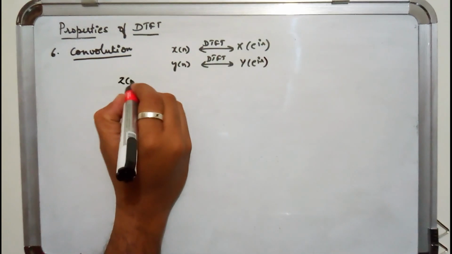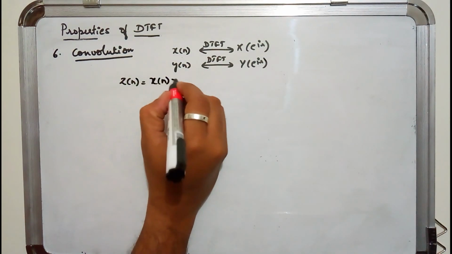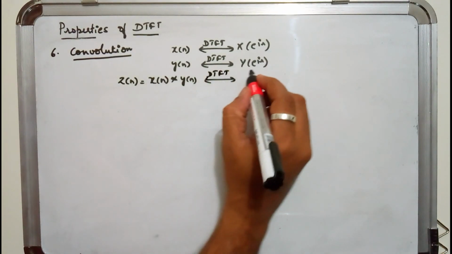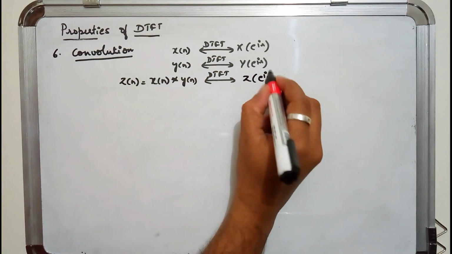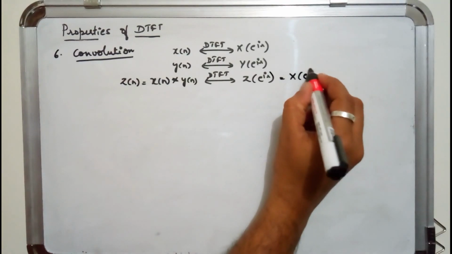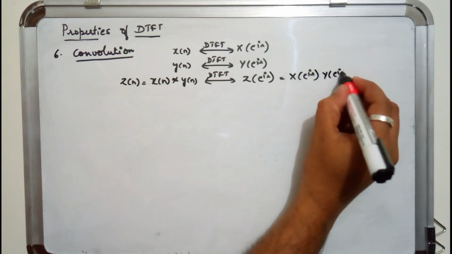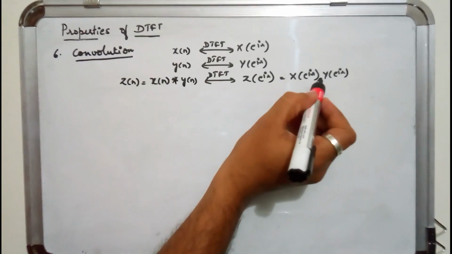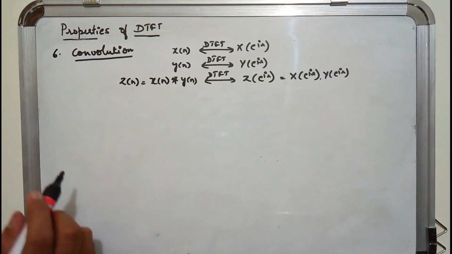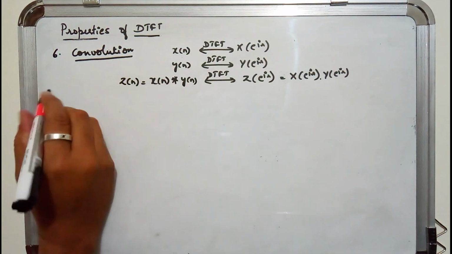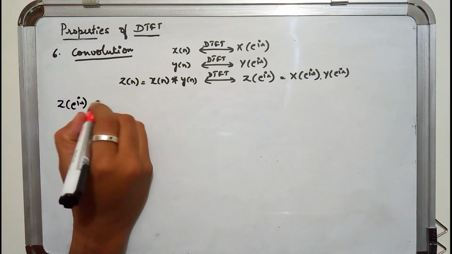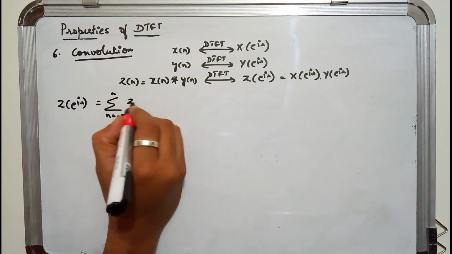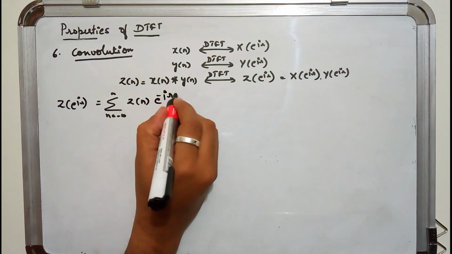Then z of n is got by convolution of x of n and y of n, the DTFT of which is z of e power j omega. It is nothing but x of e power j omega into y of e power j omega. That means if you have convolution in time domain, in frequency domain you have multiplication. So this one, this I need to prove. Now the right hand side, z of e power j omega, it is summation n is equal to minus infinity to infinity z of n e power minus j omega n.